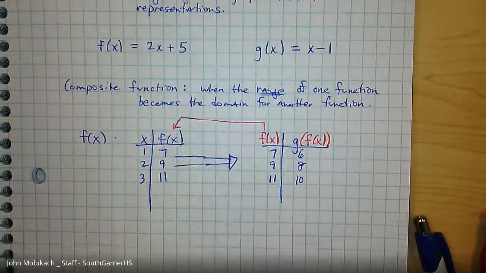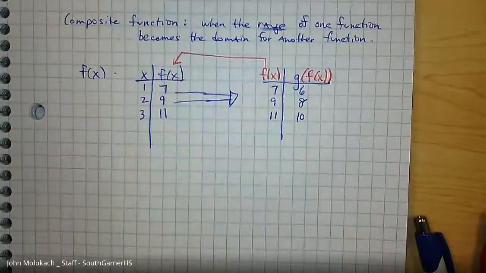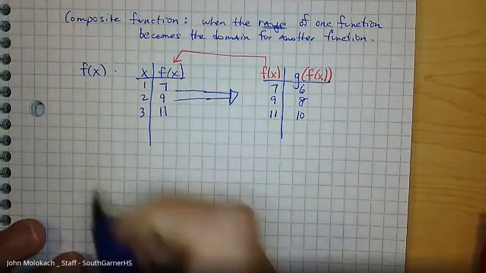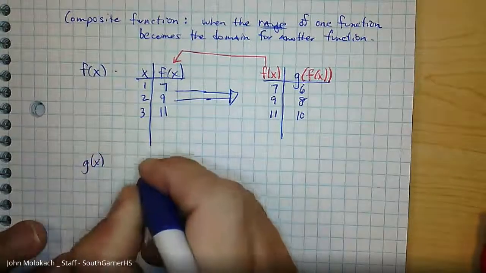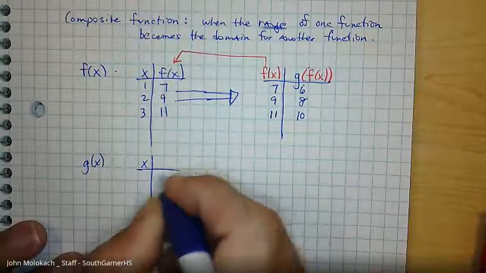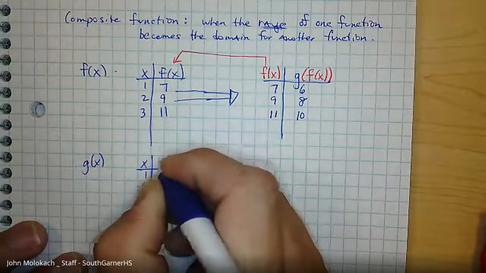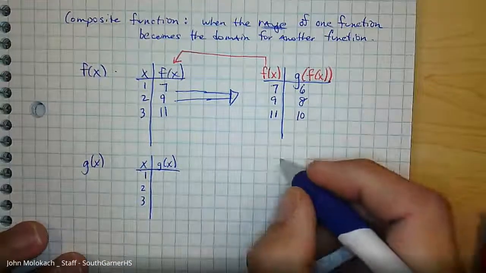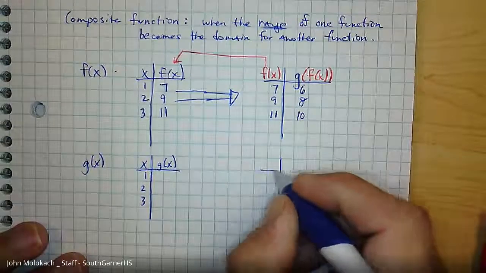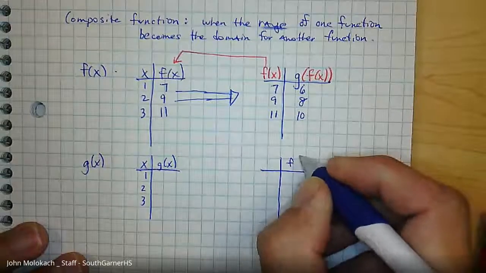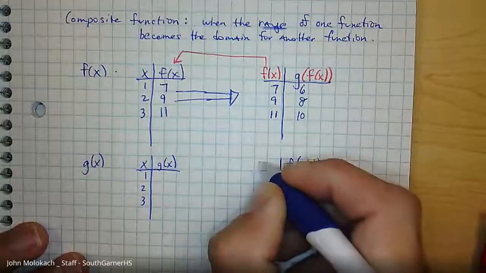So we'll see if that makes sense. We can do that too. We can look at g composed of x, where x is the input, right? And then we can let f be composed of g.